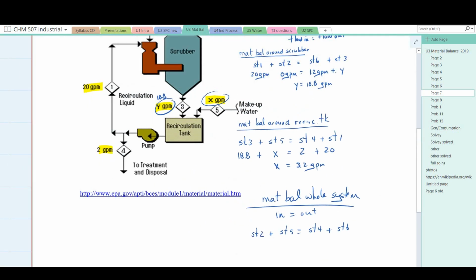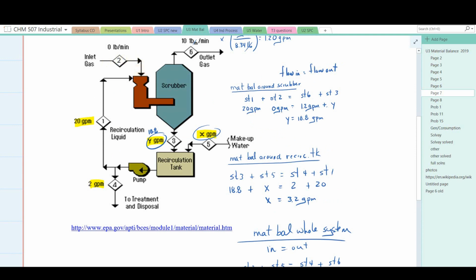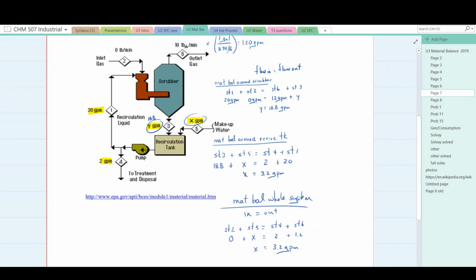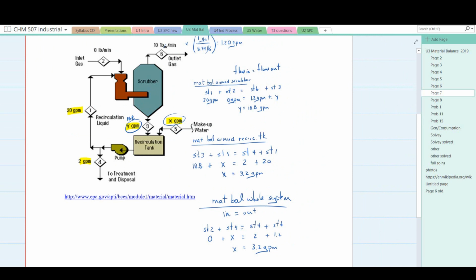So again, follow with me. Coming in, stream 2, but that's nothing, and stream 5. What's coming out? Stream 4 and stream 6. Anything else is just circulating within the system. Let's put the values in. Stream 2 is 0. Stream 5, well, that's what we're trying to solve for. That's x. Stream 4 was 2. Stream 6 is 1.2. x is equal to 3.2 gallons per minute. So mass in equals mass out. Flow rate in equals flow rate out. That's material balance.